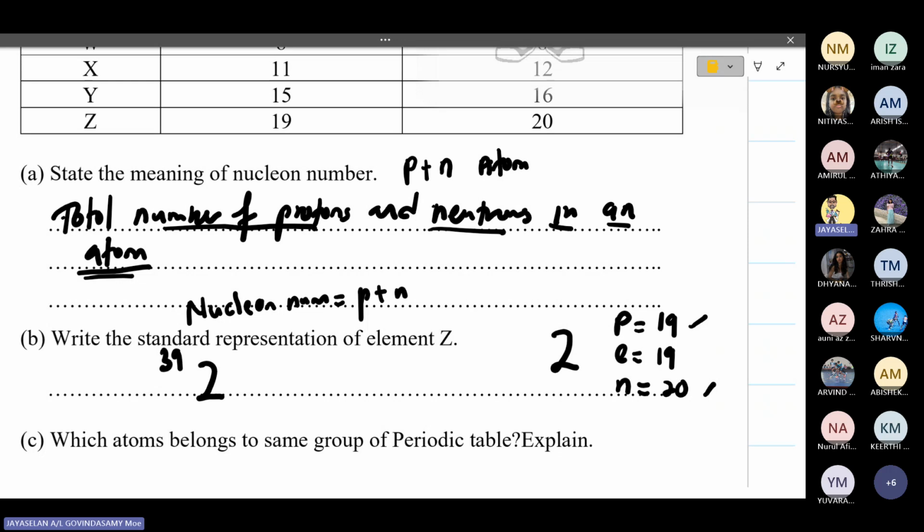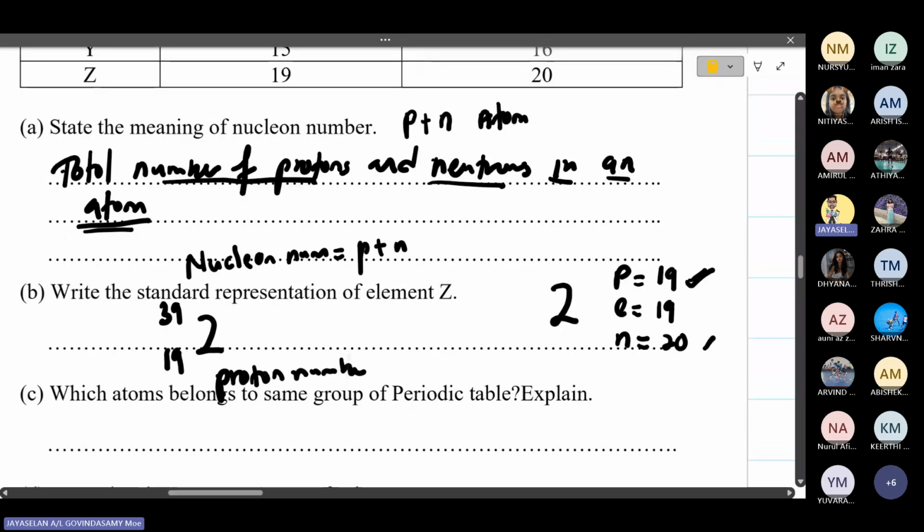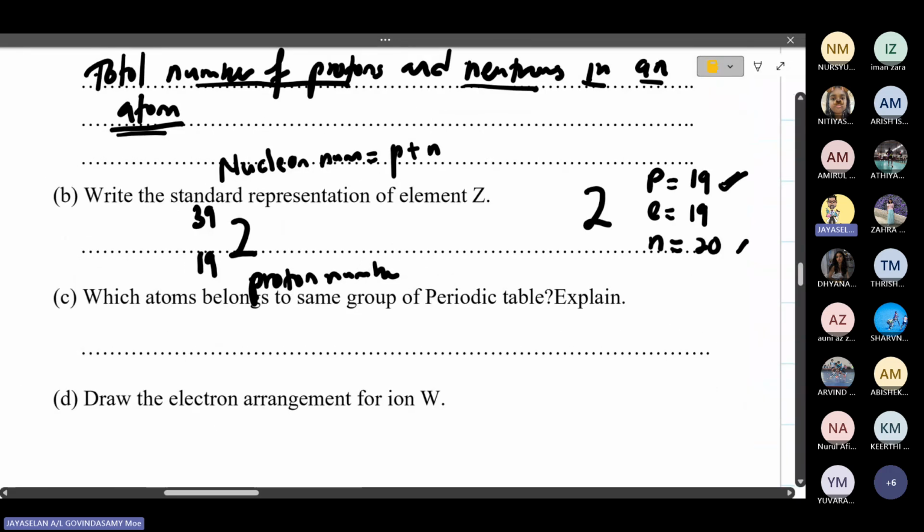So you put 39. And bawah ini adalah what number? This is called proton number. Total number of protons which is 19. So you all put 19. 39, bawah 19. So you already score 1 mark.